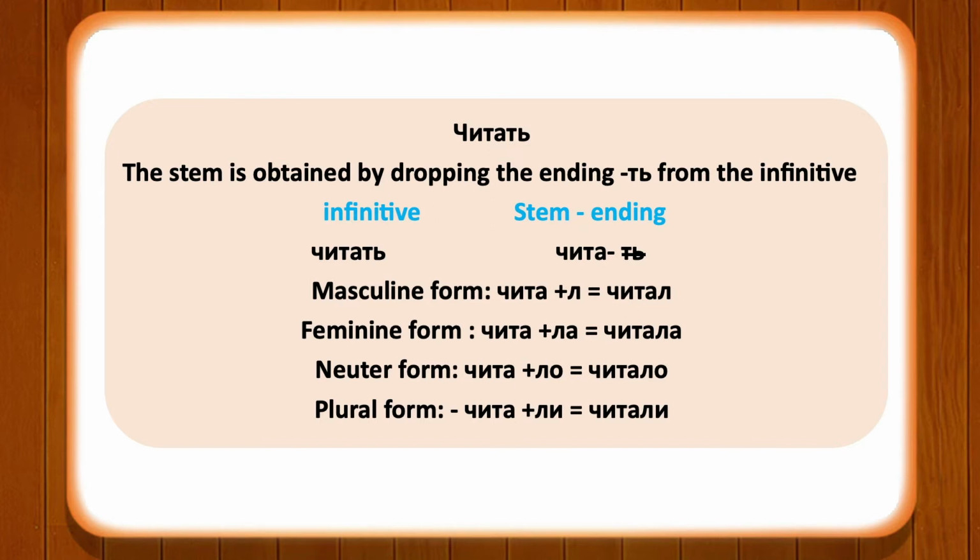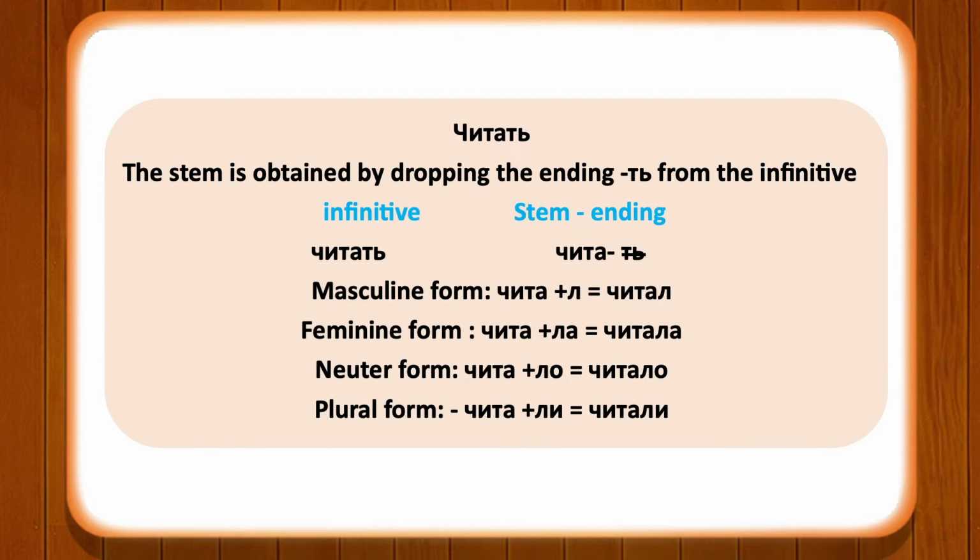Let's try this with the verb chitat'. The stem of the verb is obtained by dropping the ending t' from the infinitive. So for the verb chitat', the stem will be chita because the ending will be removed from this. The masculine form of the past tense will be formed by adding L to the stem chita. So you get the form chital.